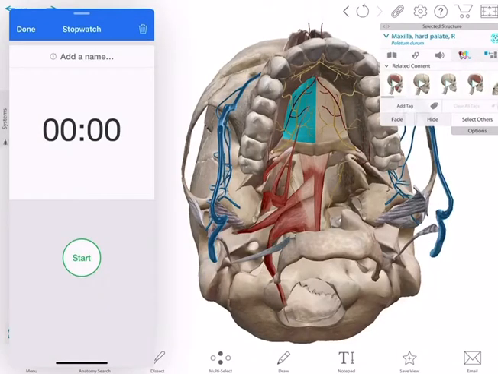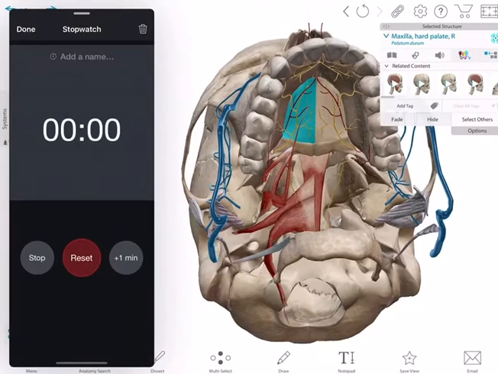Today our talk will be about the roof of the oral cavity. Mainly we will talk about the hard and soft palate.